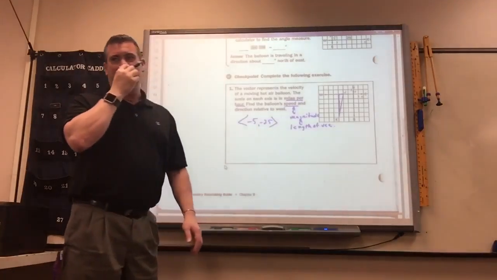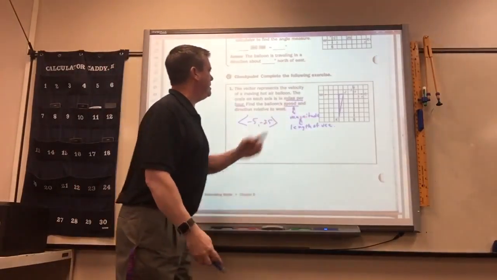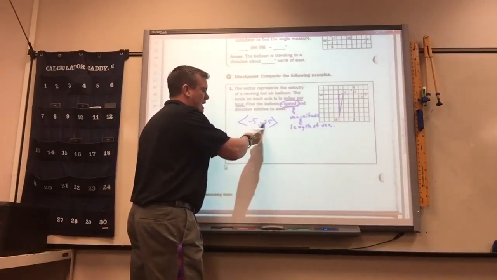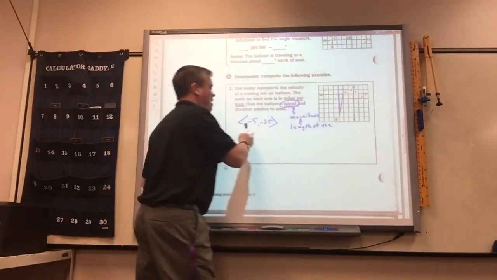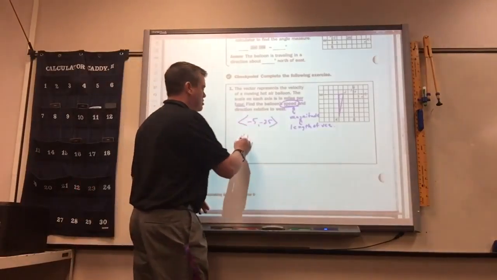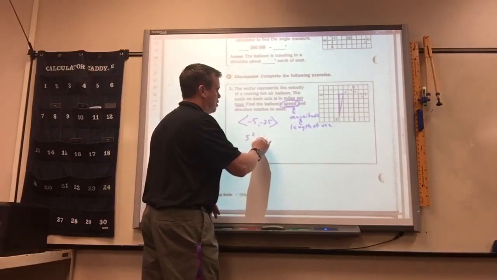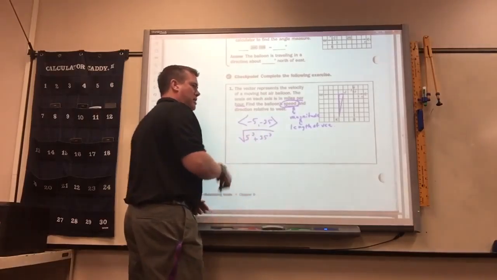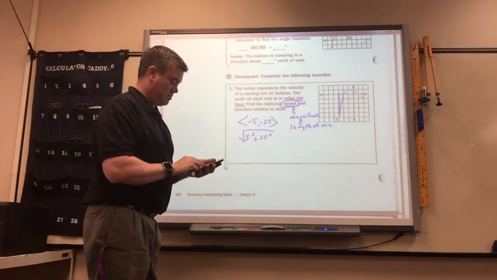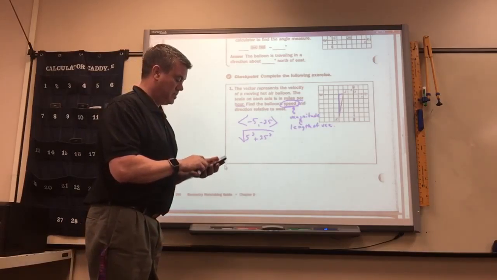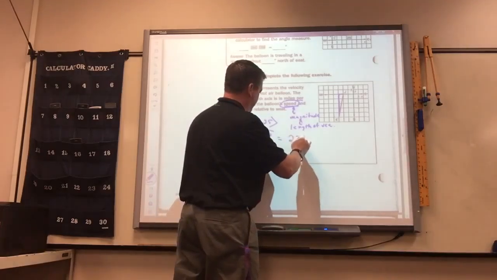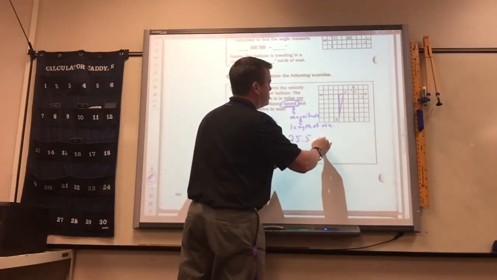To find the magnitude or the speed, we just do the Pythagorean theorem. And these are the lengths of the sides. But you can just disregard the negatives because they're going to turn positive. So it's 5 squared plus 25 squared, and then you square root it. Is 25.49, which would be 25.5 miles per hour.